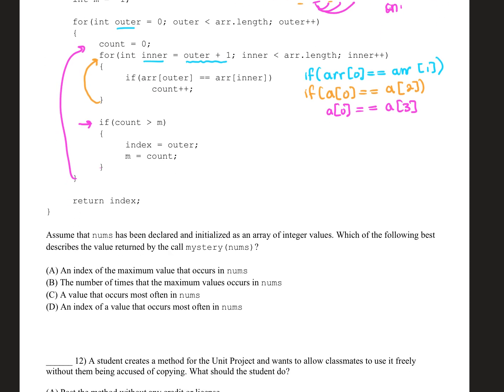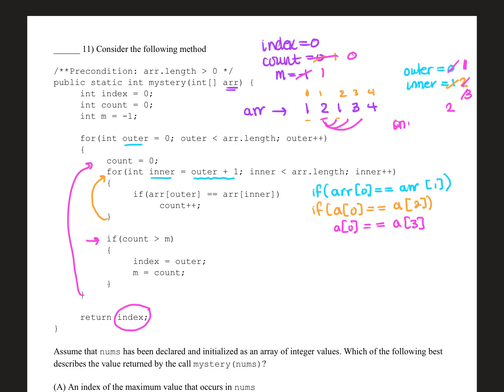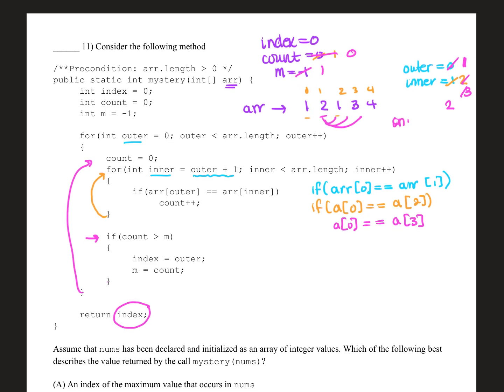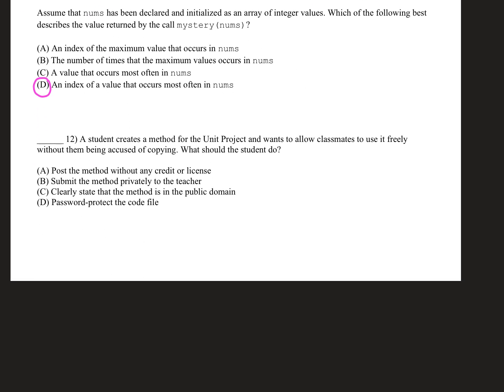And lastly, let's see what it asks. Assume that nums has been initialized. What is being returned? Well, it's returning index. So let's go up there and figure out what exactly index was. And it's going to give you the index of the value that occurs most often. So it didn't actually give us the mode. It gave us one of the indexes of the numbers that appeared most often.